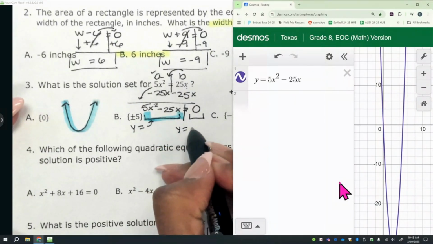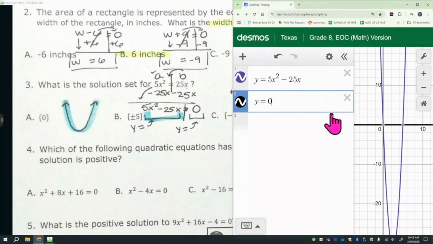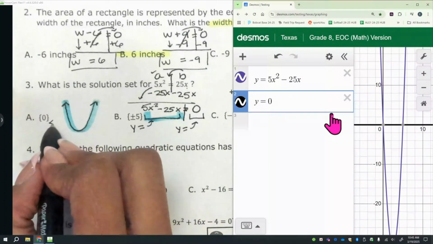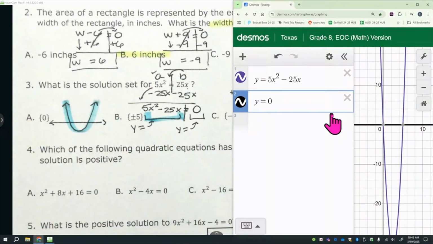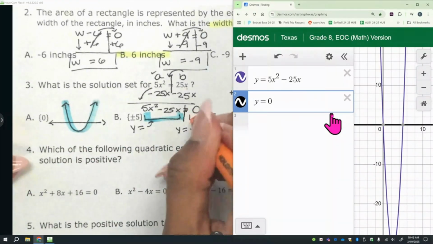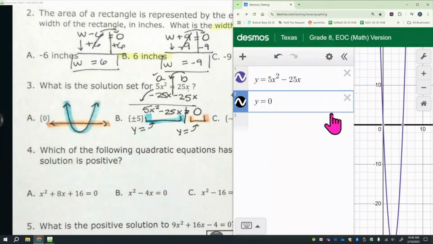Same thing. Y equals, type that in. So we're going to do that next. Y equals 0. And this is the line that you get. So we're going to draw that. We're going to change colors here. When we type this in, this is the line that we get.